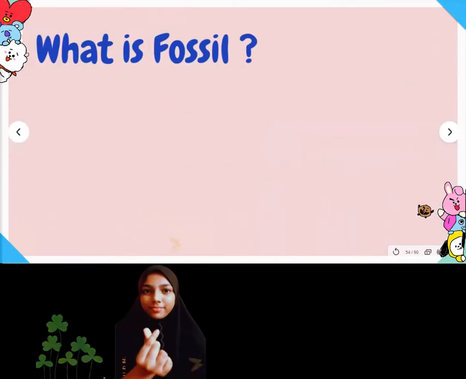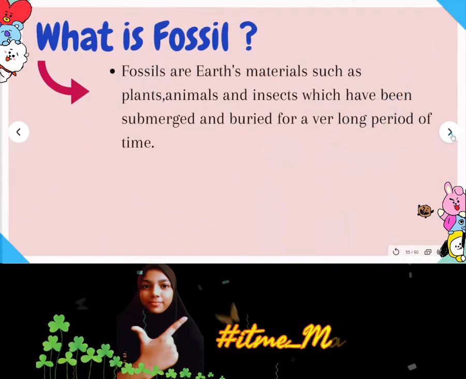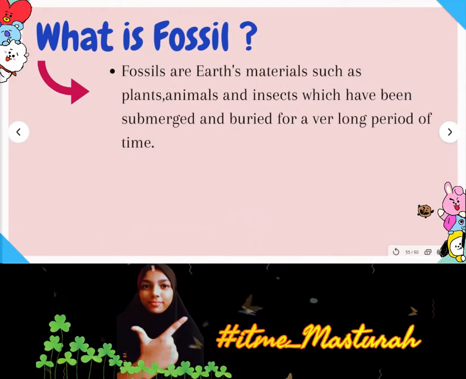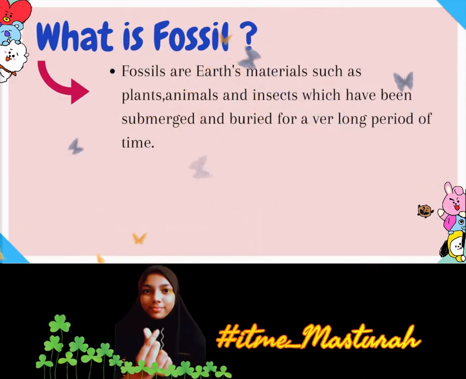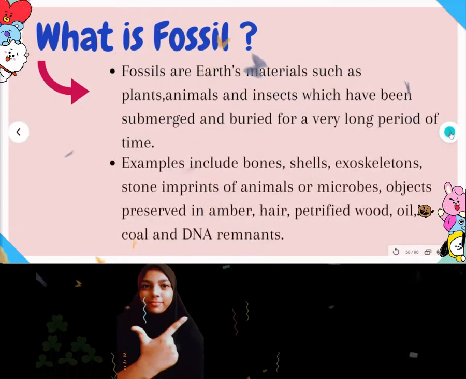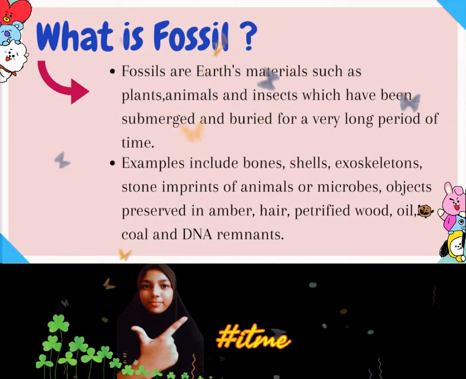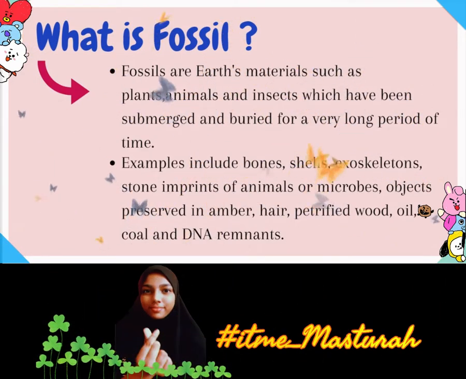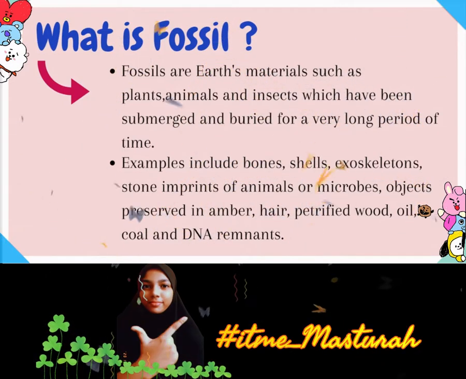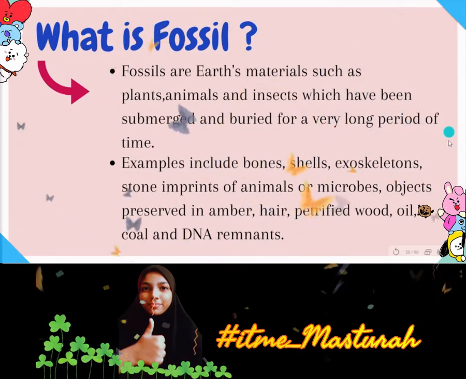Next up, we're going to see what a fossil is. Fossils are Earth's materials such as plants, animals, and insects which have been submerged and buried for a very long period of time. Examples include bones, shells, skeletons, stones, imprints of animal or microbial objects, preserved in amber, hair, fossilized wood, or coal energy units.